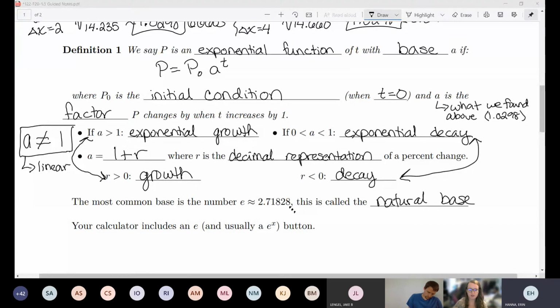Pretty much all calculators do have an e button. Some of them also have an e to the x button, which automatically puts you up in the exponent. But even if you don't have an e to the x button, you should have an e button. So I know that was a lot of information at once, so let's start going over a couple examples of this.